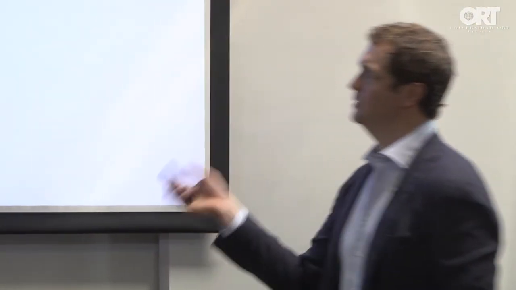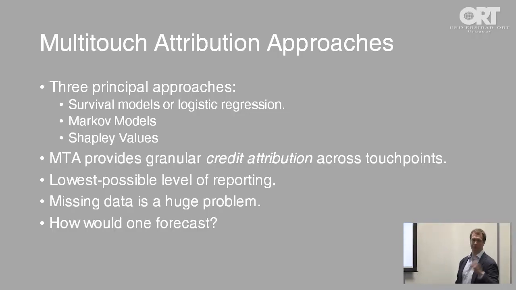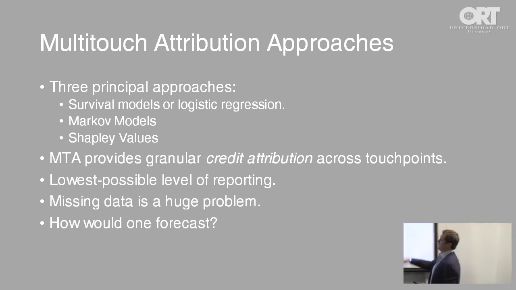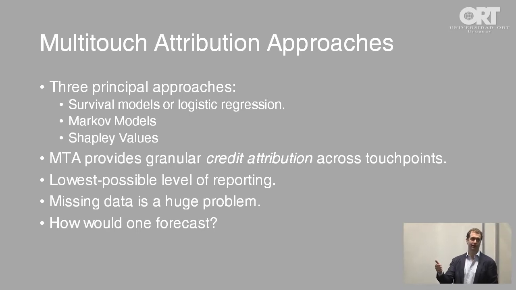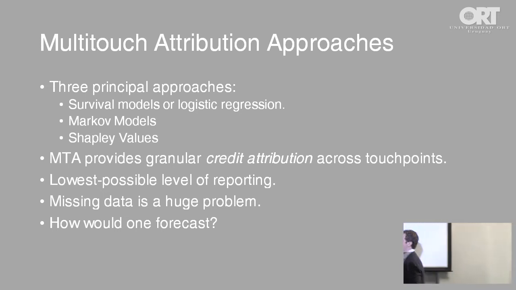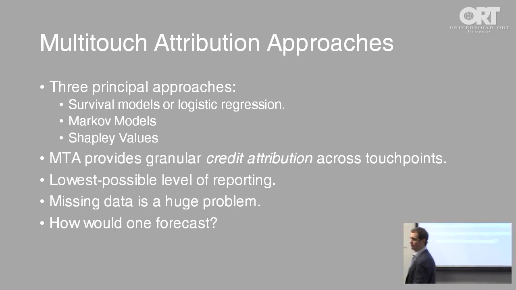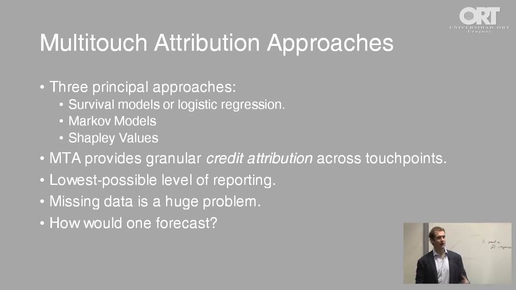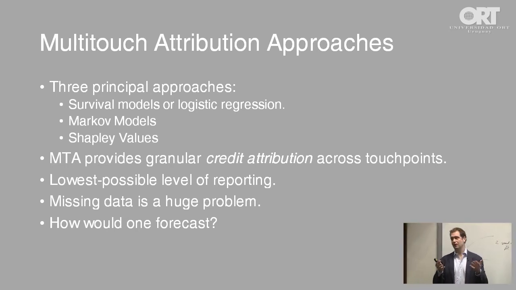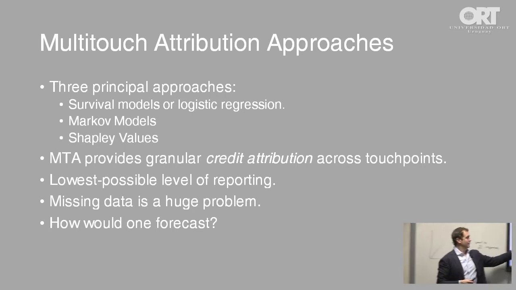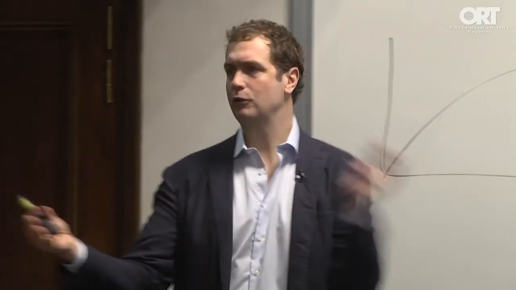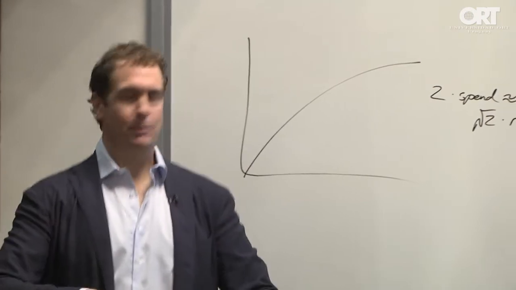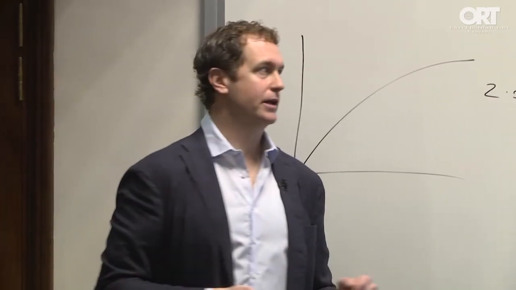So multi-touch attribution, we talked about 3 methodologies. MTA gives you very granular credit allocation, lowest possible level of reporting. You are figuring out how much each touch point was worth. That's what you're trying to estimate. Missing data is a big problem. If you don't have certain data sets, you are not going to have good estimates, and you are going to inflate other kinds of estimates. And then the question I alluded to earlier, how would you forecast out of this, right? I would have to look at all possible future consumer paths and then maybe run them through my algorithm or something, and it's a very tricky problem.